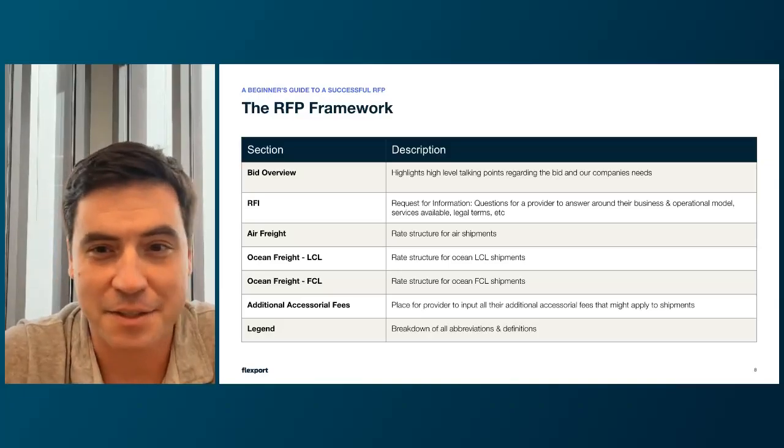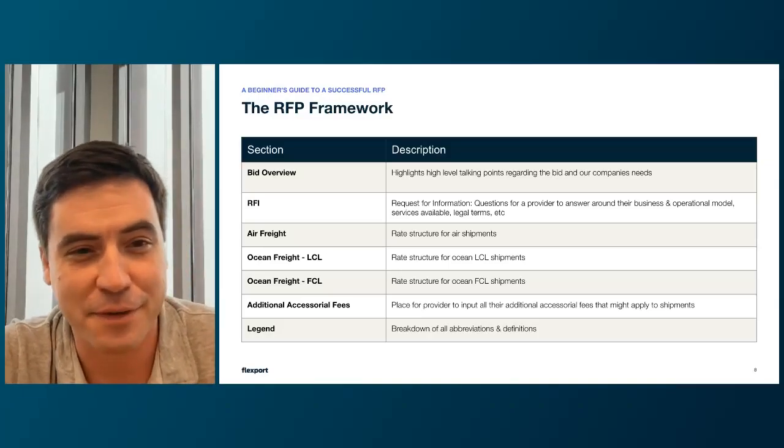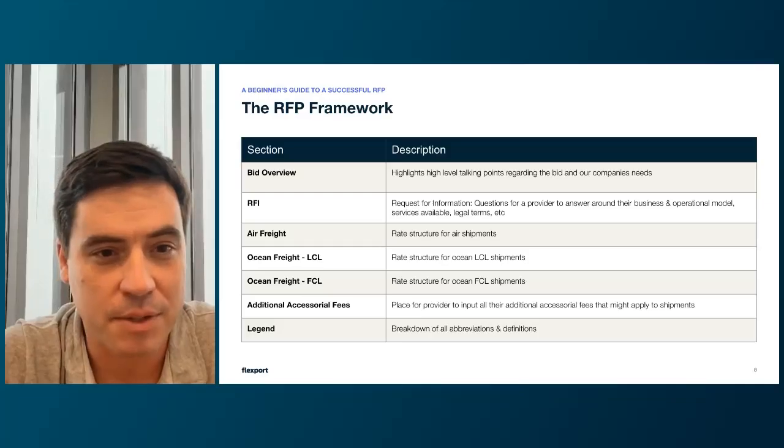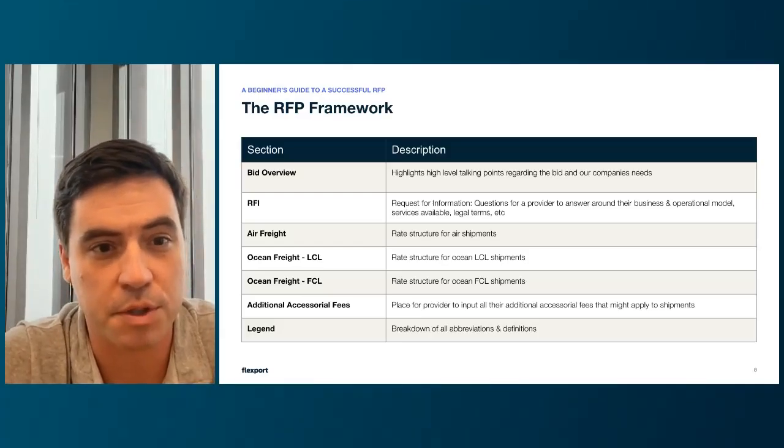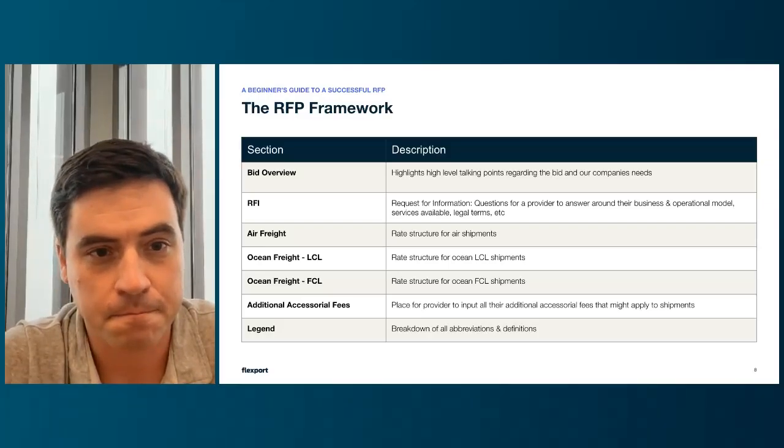And of course, as a legend, a lot of different forwarders have different names for kind of the same type of things. Once again, looking to make sure you're having that similar comparison so that you can really review and do what's best for you and your company. Next slide.